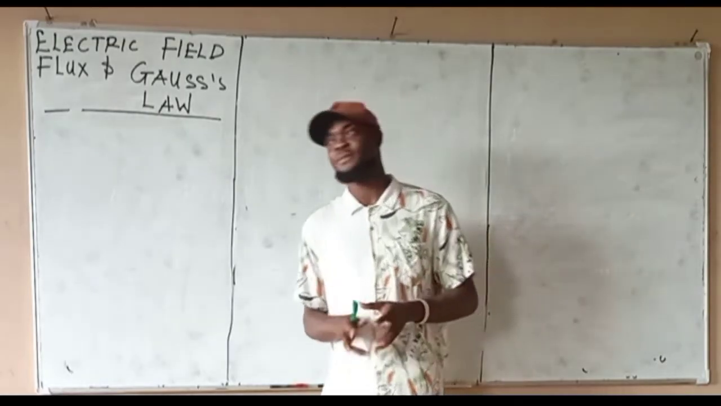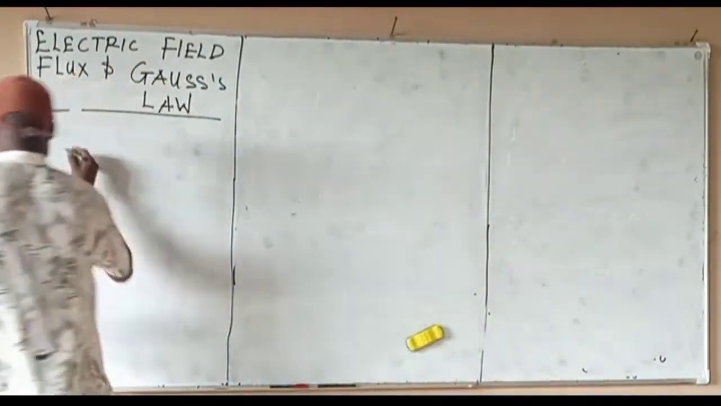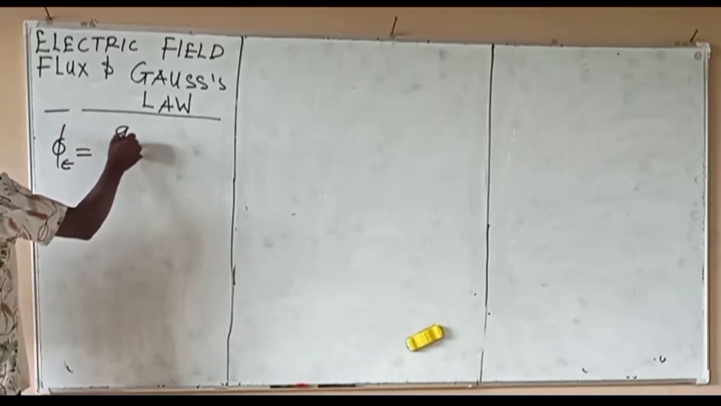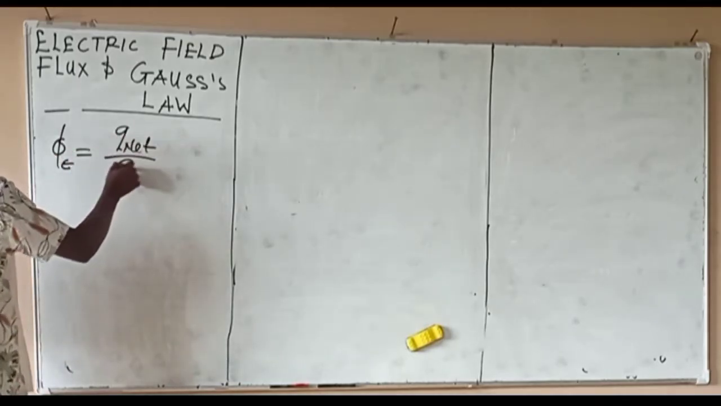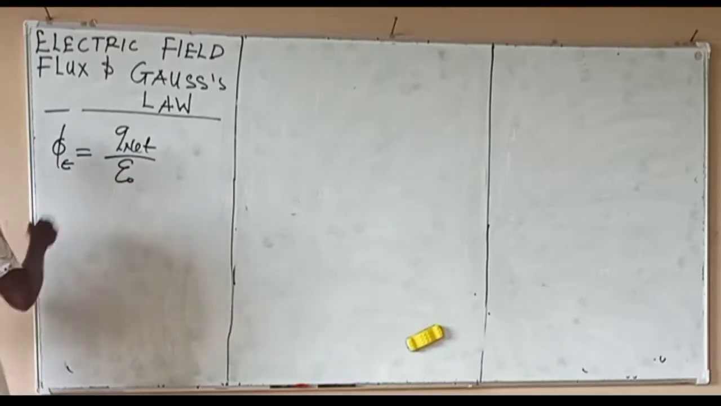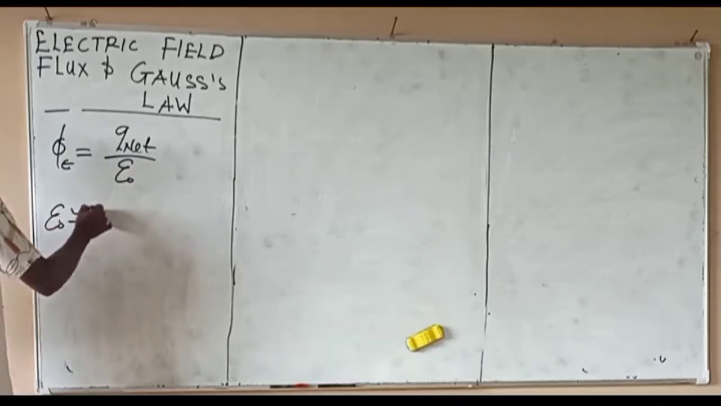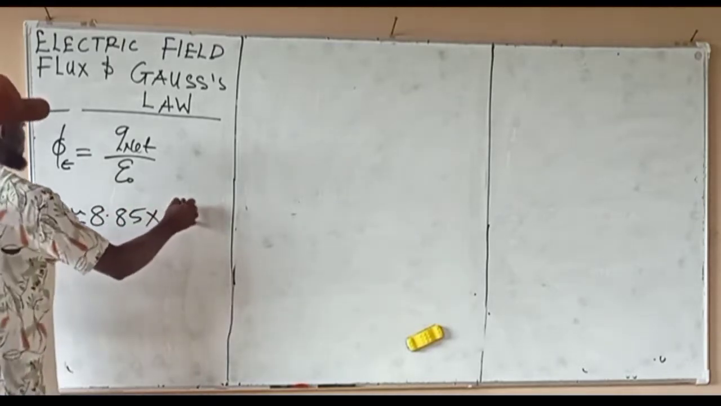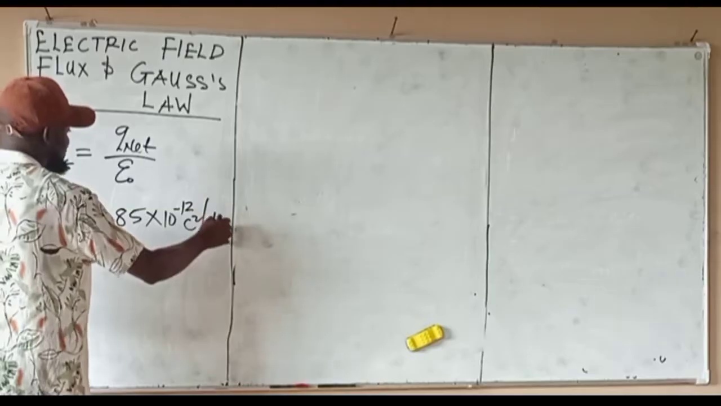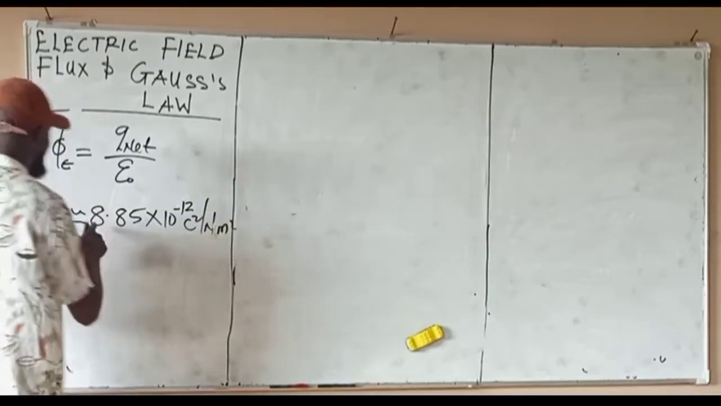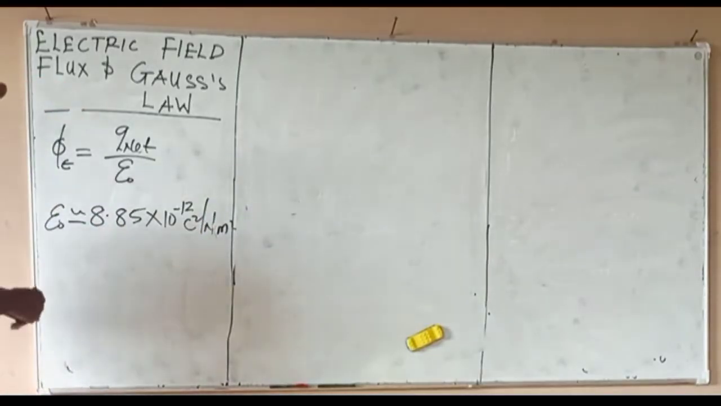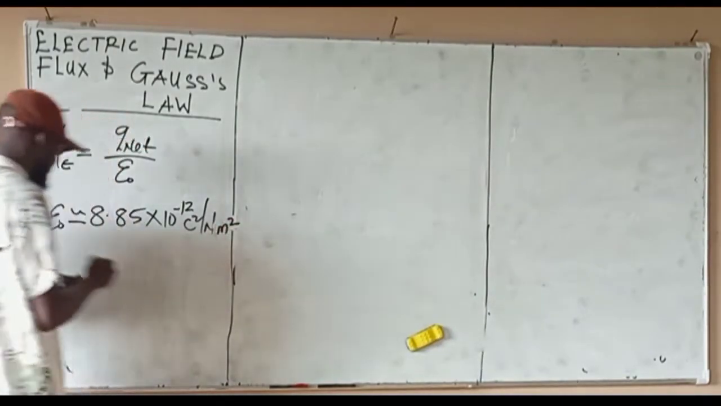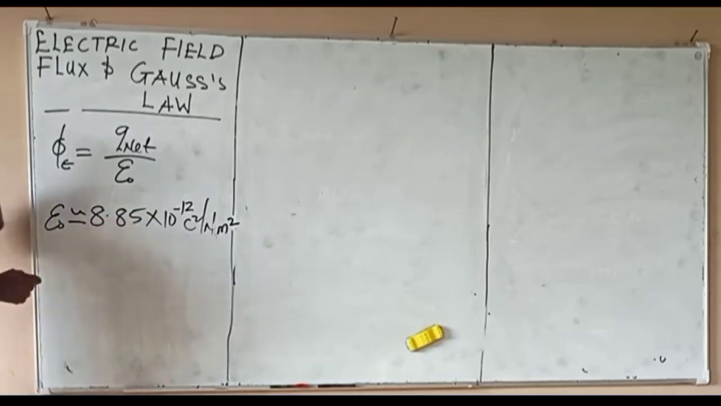Permittivity of free space. Mathematically, electric flux will be equal to net charge divided by E naught, where E naught denotes the permittivity of what? Of free space. And this is the value. This is the value 8.85 times 10 to the power minus 12 Coulomb square per Newton meter square. That is the value of the permittivity of free space we're talking about.